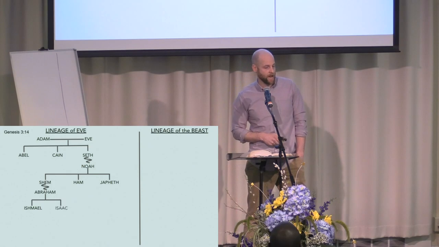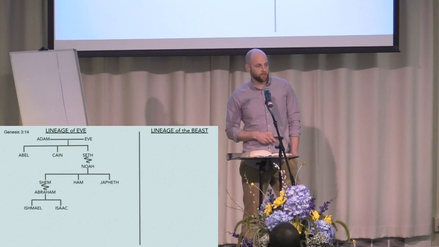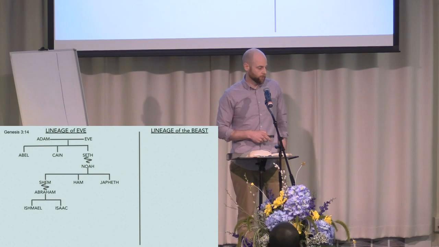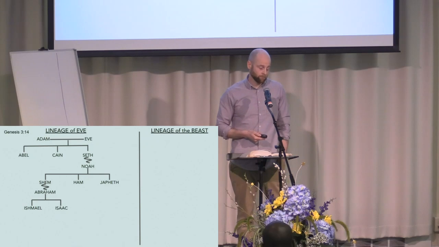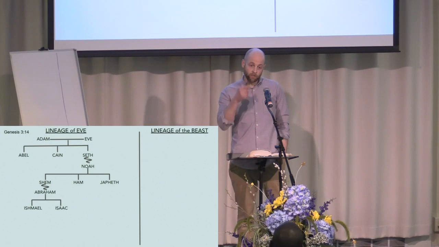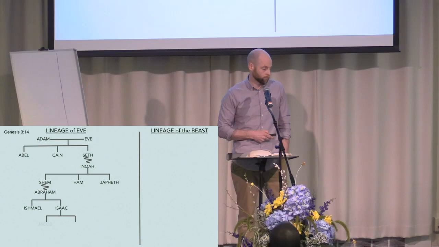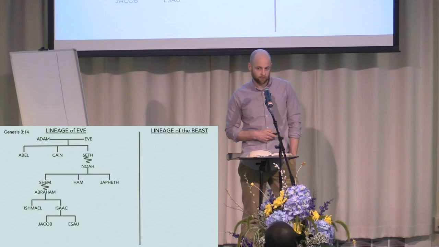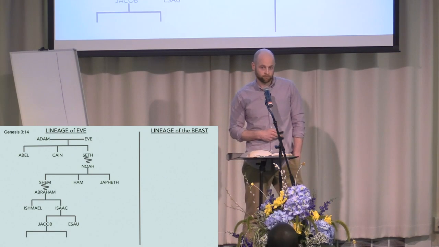Abraham has Ishmael and Isaac. Ishmael would become, many people believe, the father of the Arab nations. He's the first son of Abraham. Isaac is the promised son. And then from Isaac, we go directly to Jacob and Esau. Who continues the line? Jacob. Who does Jacob have? Joseph and Joseph's brothers, because there's too many.